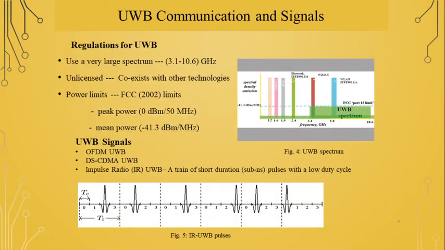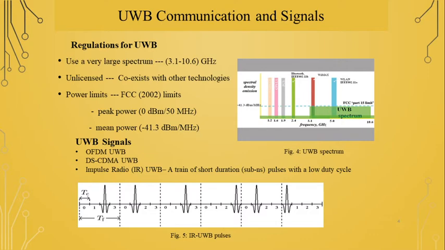And next, why is this UWB required? The main regulations for UWB are that it consists of a very large spectrum operating in the 3.1 to 10.6 gigahertz frequency range. An unlicensed version is available, that is, it coexists with other technologies also. Then the power limits: peak power of 0 dBm per 50 megahertz is possible, and mean power is minus 41.3 dBm per megahertz.